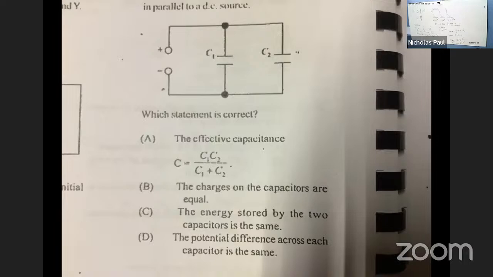Why not C? Because the energy stored is not the same. Yes, look at the formula. Energy stored is a half V by Q, and we said in parallel the charge is not the same, right? But the voltage is the same. So they can't have the same energy stored. So yes, the answer is the potential difference across each capacitor is the same.